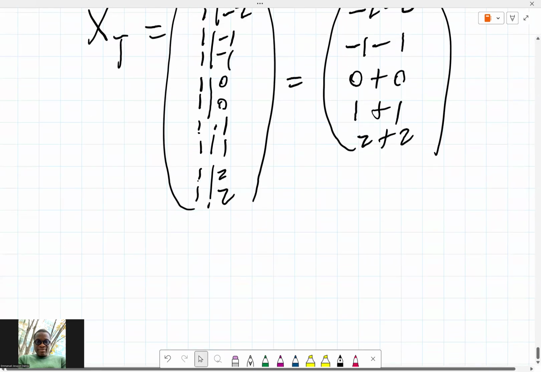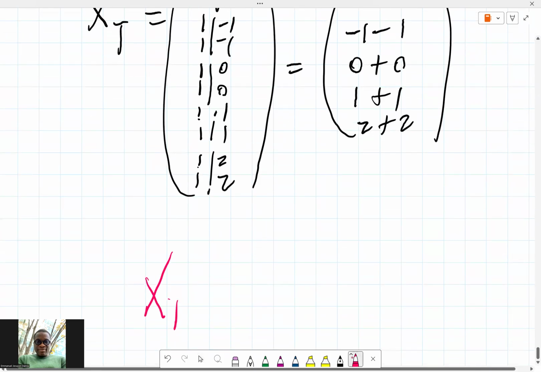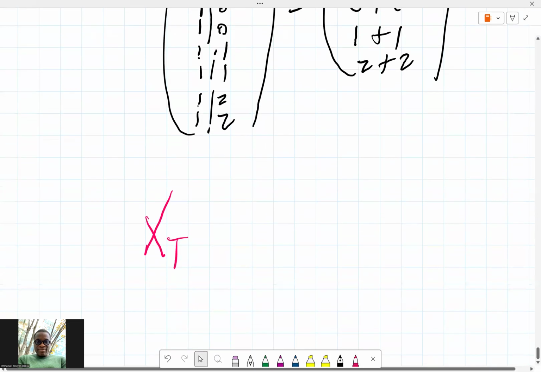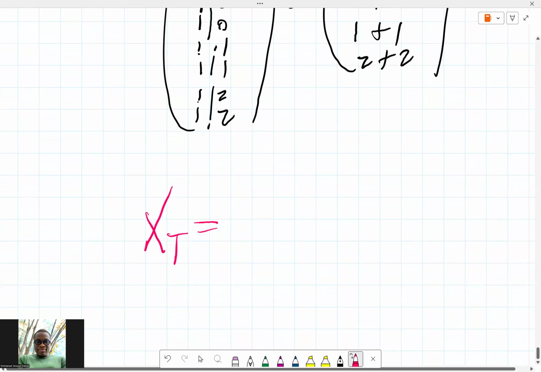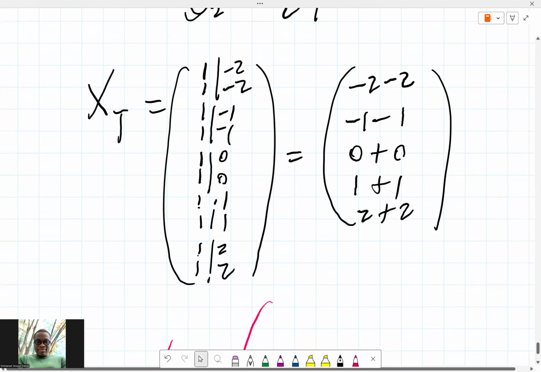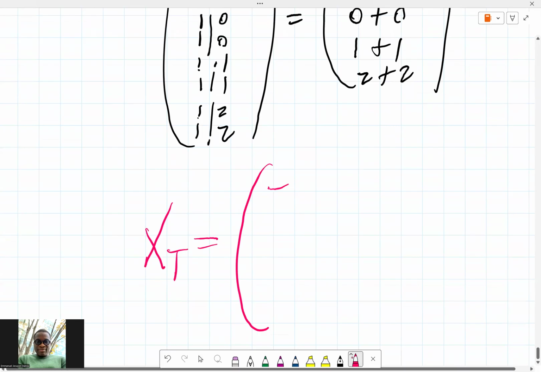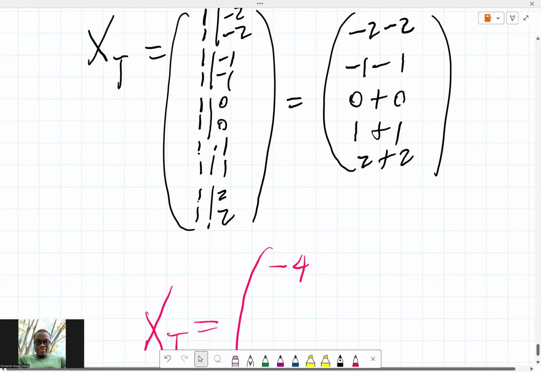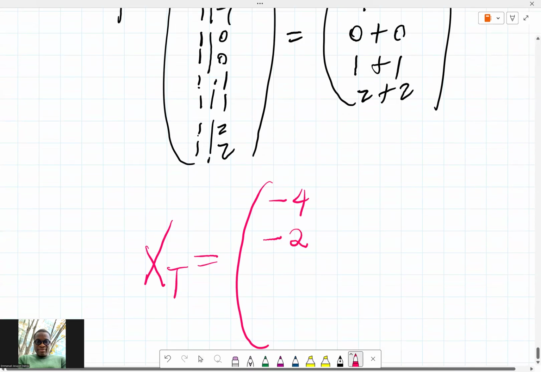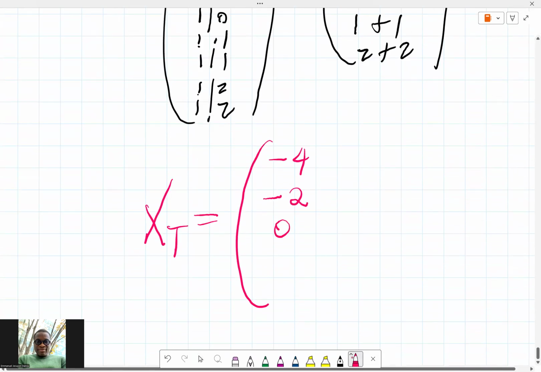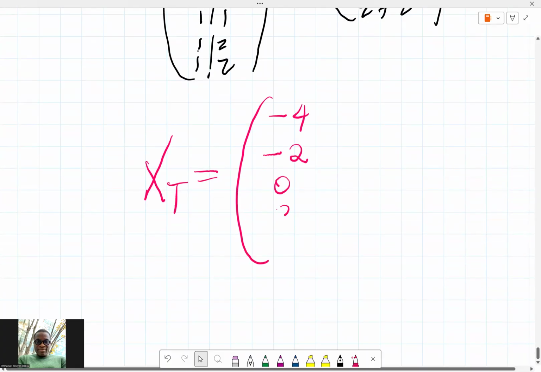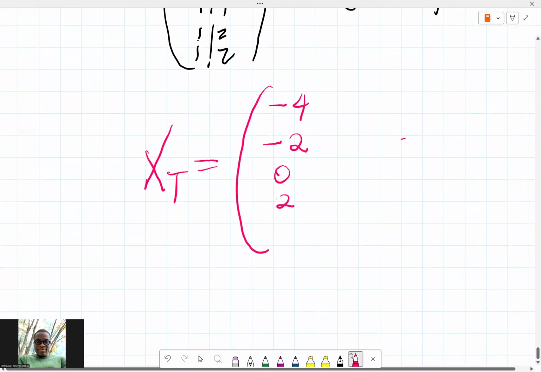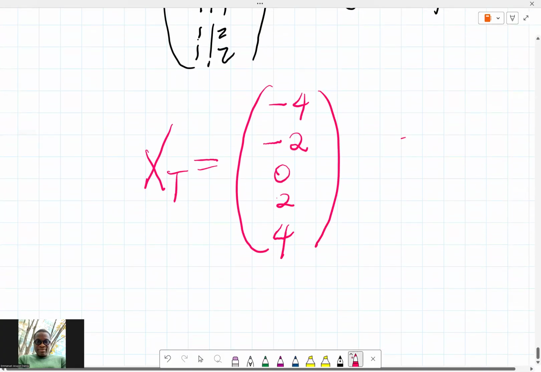So our X transformed, the transformed data using principal component analysis, can now be this. -2 times 2 is -4 up here. Then -1 gives -2. Then 0 plus 0 is 0. 1 plus 1 is 2. Then 2 plus 2 is 4. So this is our transformed data right now. And that is the deal.